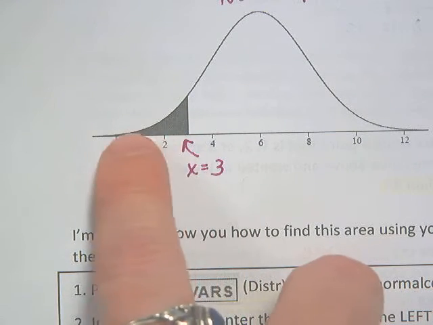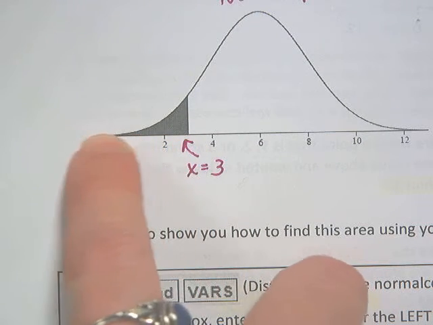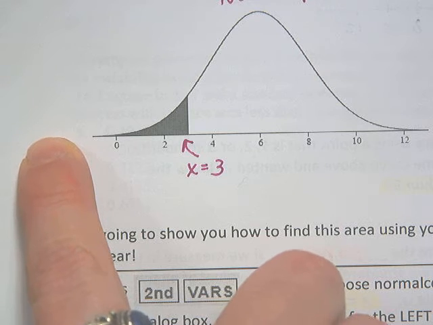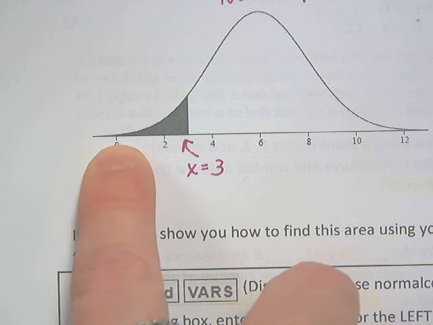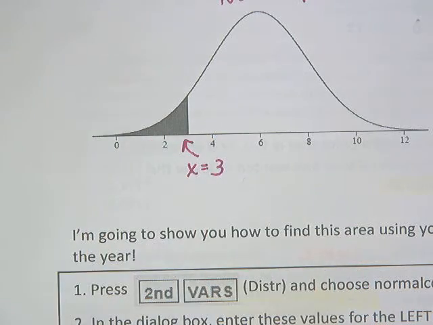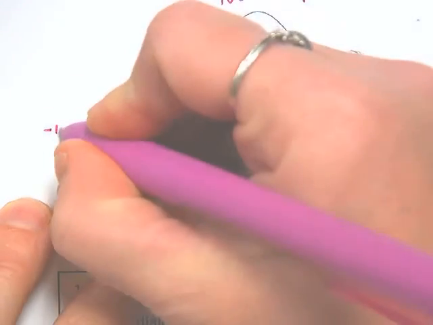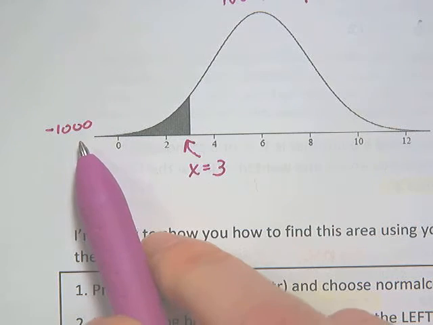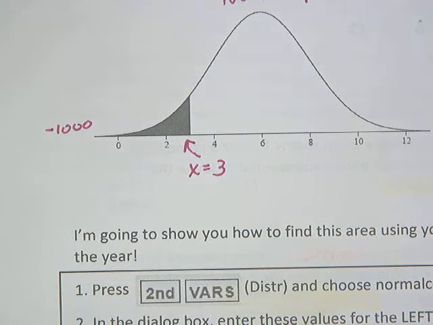That shaded region starts at 3 and goes to the left forever. Forever and ever and ever. It doesn't stop at the 0. Remember, we talked about that. So I'm shading everything to the left. This is going to seem really random and weird, and I'll explain it in a minute. We're going to say that our lower boundary is actually negative 1,000, because we want to go really far to the left.